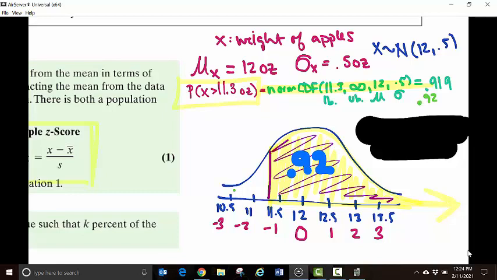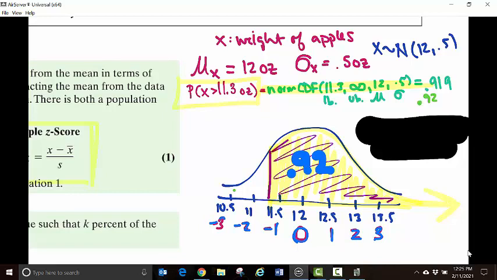The only difference between that and what we're doing now is we could standardize. We could have put these values in the z-score formula and said, well, let's center it at 0. This is 1 standard deviation. This is 2. This is 3.